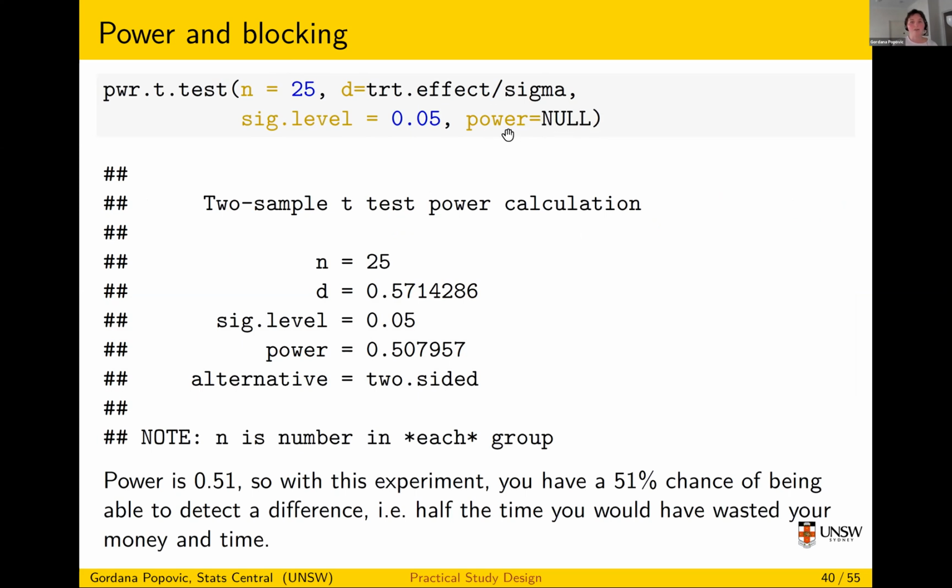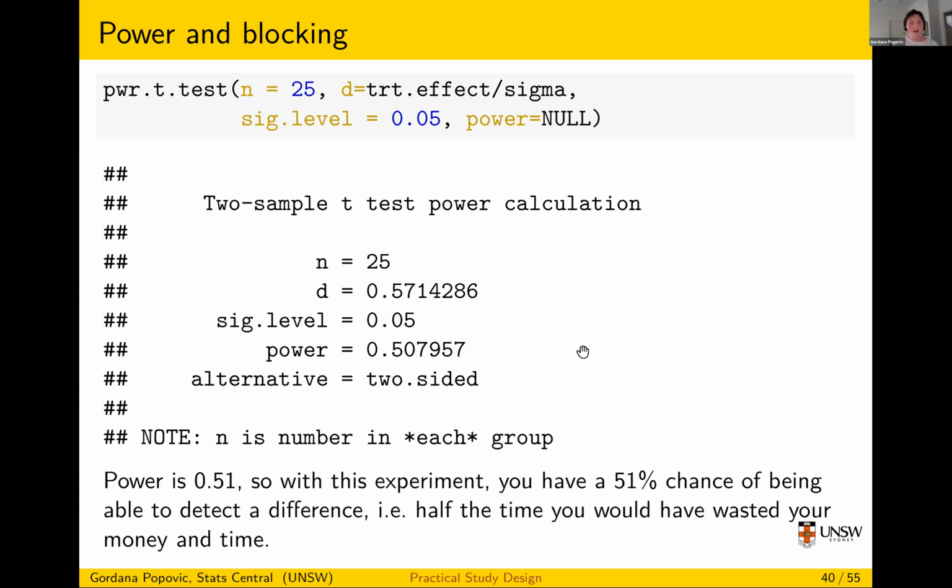So this time I want to know what the power is given my sample size, because I can't change my sample size. They've told me I have enough money for 50 students. That's all I can do. So I need to know what my power is. What's my chance that I'm actually going to be able to detect this difference? And if I do that calculation, I find that my power is 0.51.